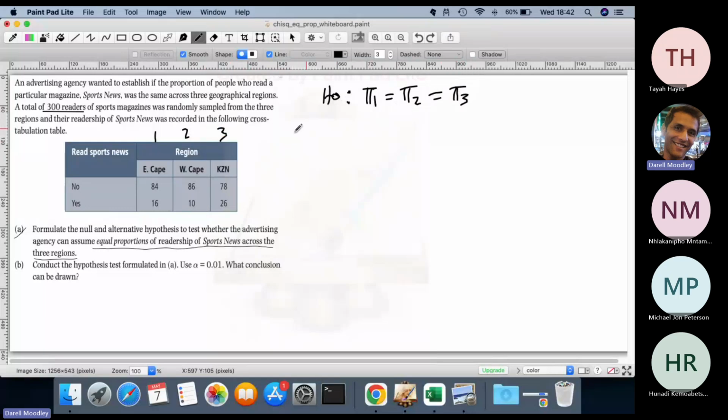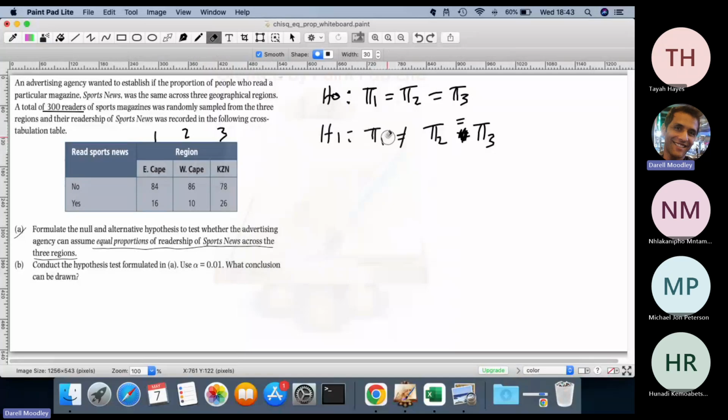This is your H0. Your H1, okay, now be careful, don't get caught in the trap and do this. Don't say pi 1 not equal to pi 2, not equal to pi 3. That's not exactly what we're testing. What we're testing is at least one of them differs. So in other words, we could have pi 1 equal to pi 2, but they won't be equal to pi 3. Or we could switch it around. Maybe this is equal and that's not equal. So you can't really write all of them out mathematically.